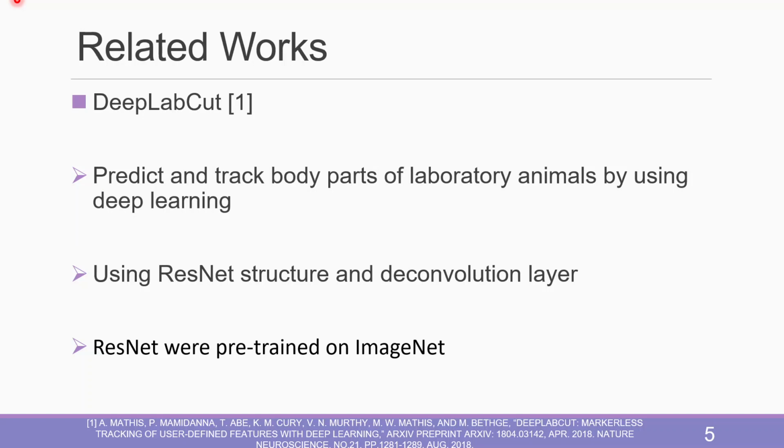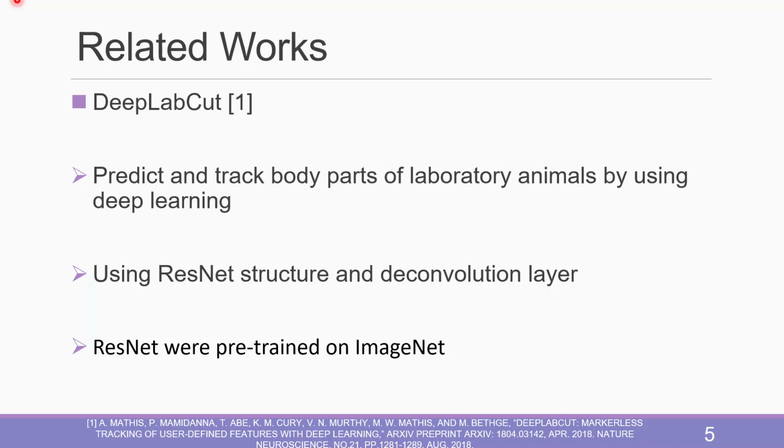DeepLabCut is a tool that uses deep learning to predict and track body parts of laboratory animals. DeepLabCut utilizes ResNet and deconvolution layer. The deconvolution layers are specified for each body part and output different images of the joint positions of the animal to be tracked. Each of the output images has a layer that outputs a score map. This score map shows the probability that each body position is in a particular pixel.